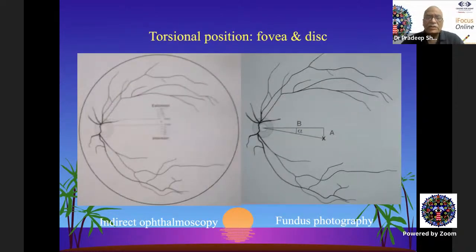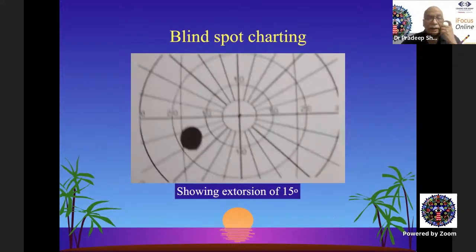We can also see it on the indirect ophthalmoscopy or fundus photography and use a protractor to measure the torsion which is there. Even a blind spot charting, with the head maintained straight with the help of a spirit level, so that there is no head tilting at the time of charting the fields. You can see the blind spot gets shifted if there is a torsion of the eye.